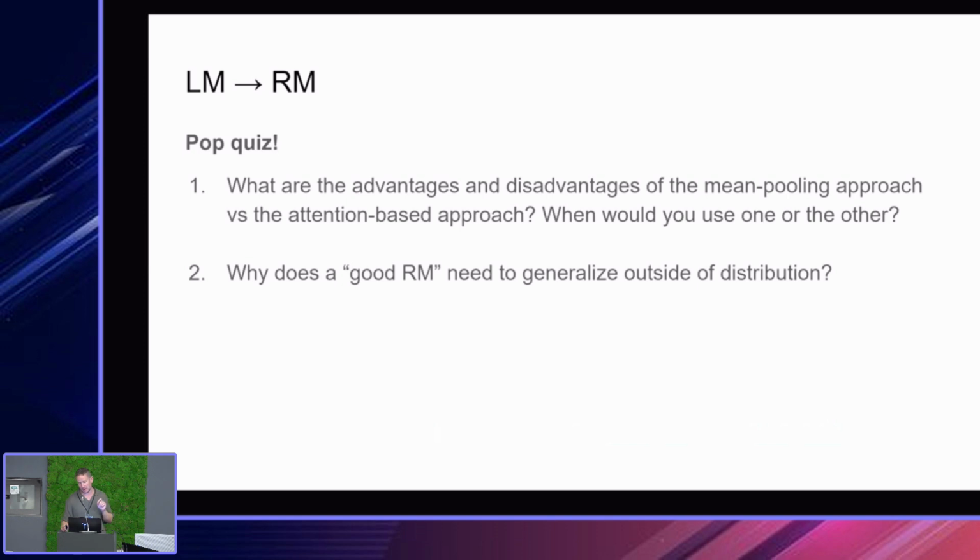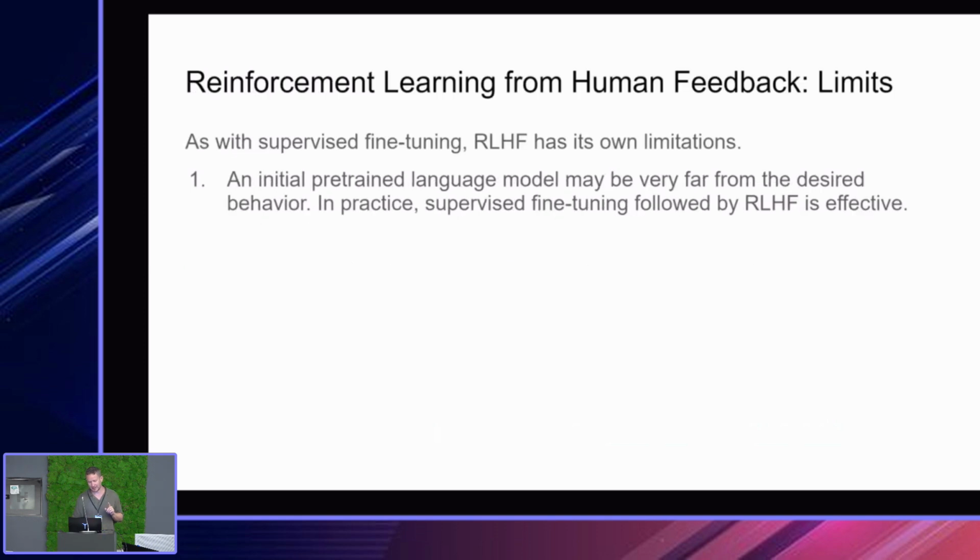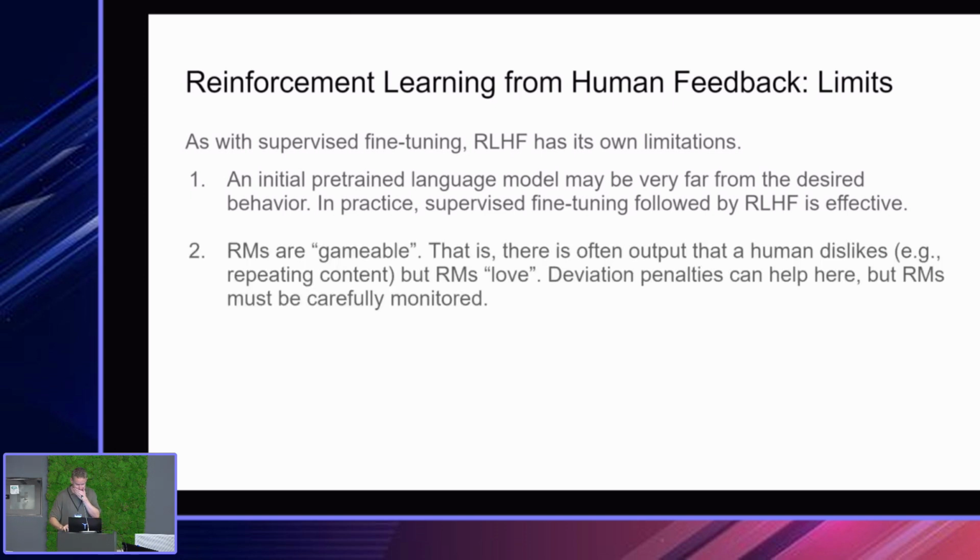I'm going to skip this pop quiz. We can talk about it afterwards, because I want to talk about the limits of this and finish up with the RL algorithms. As with supervised fine-tuning, RLHF doesn't do it all. An initial pre-trained language model may be very far from our desired behavior. As you saw, it would be hard to know how to sample long enough to start moving that policy that we had at the start, that was talking about the Treaty of Versailles when I asked about, supervised fine-tuning into a reasonable part of the space. So in practice, supervised fine-tuning followed by RLHF is extremely effective.